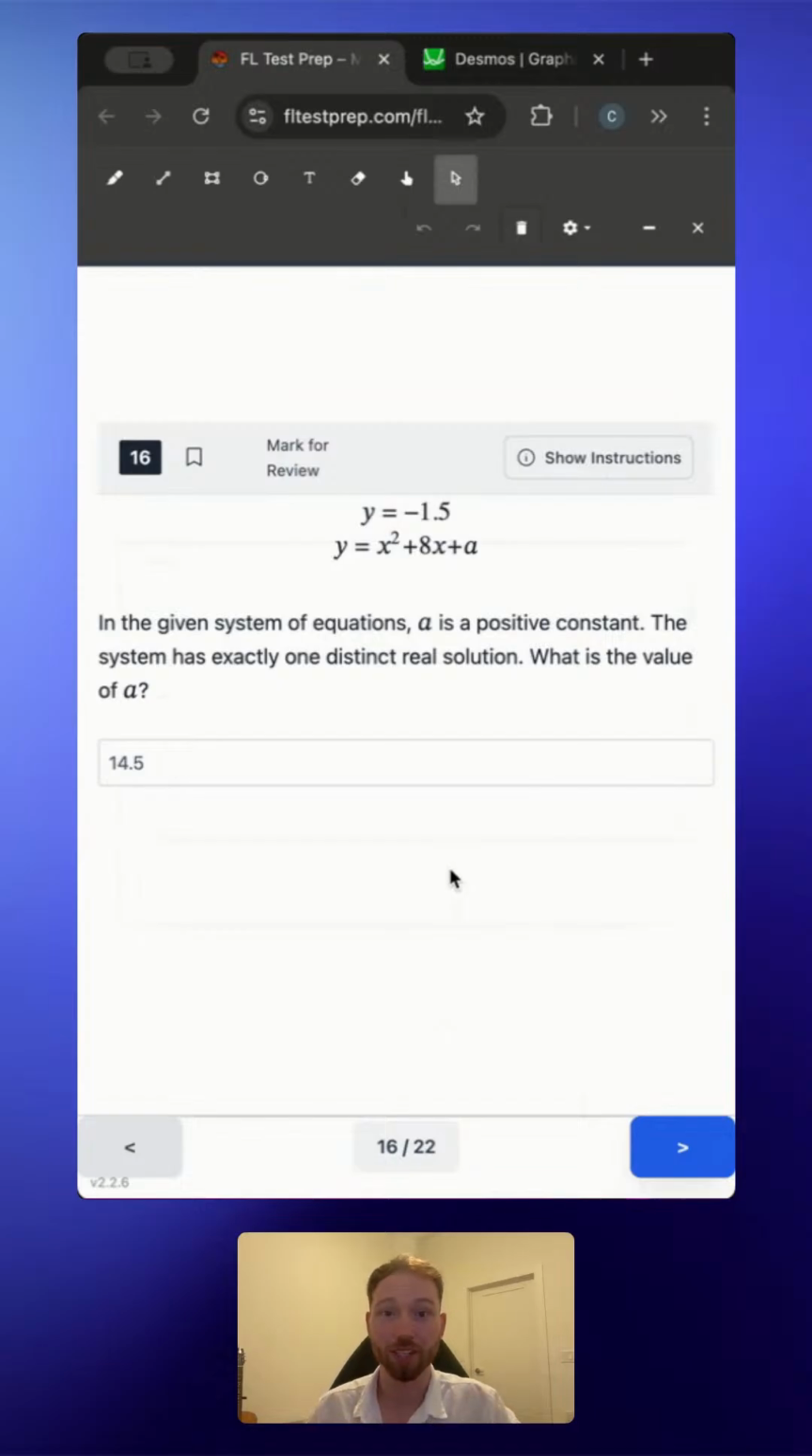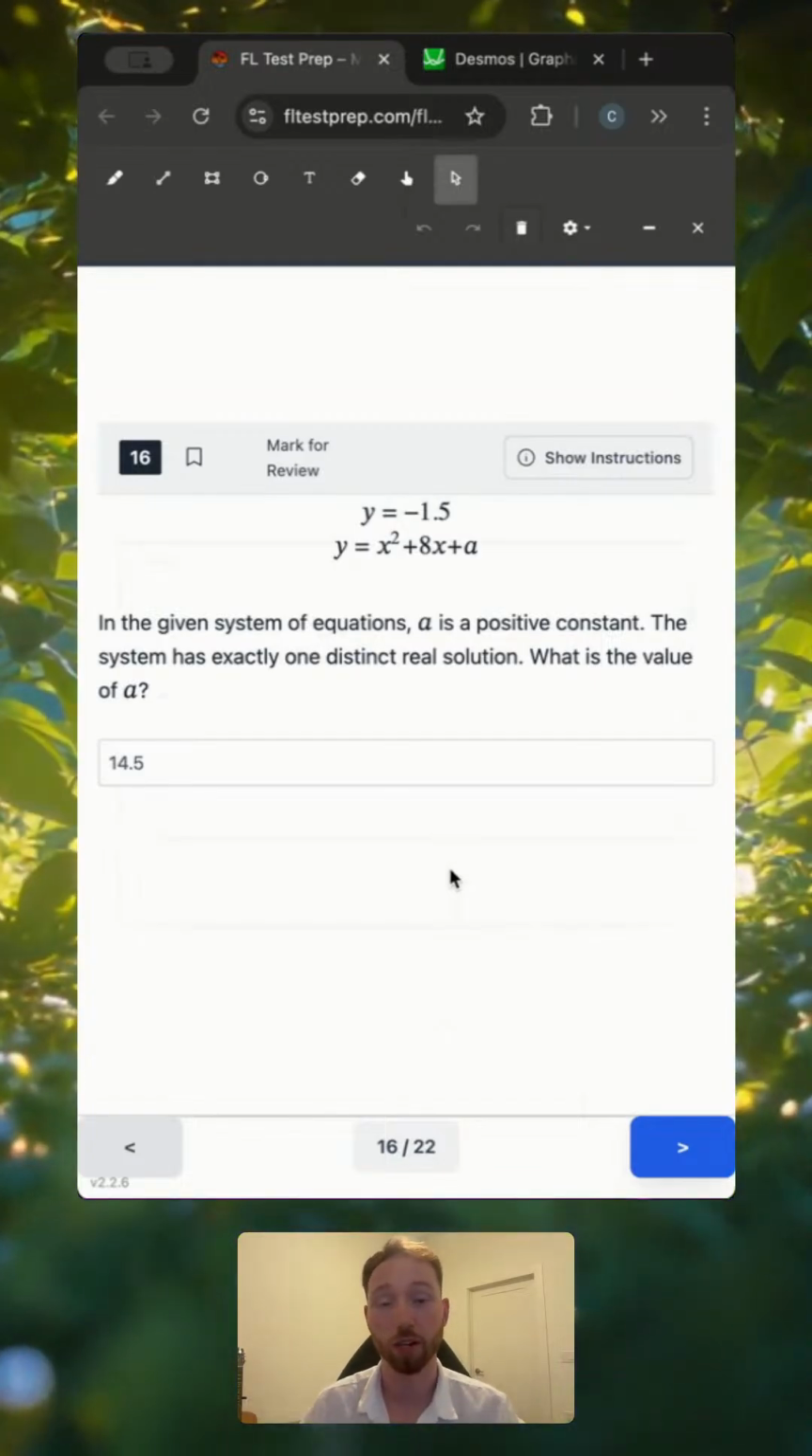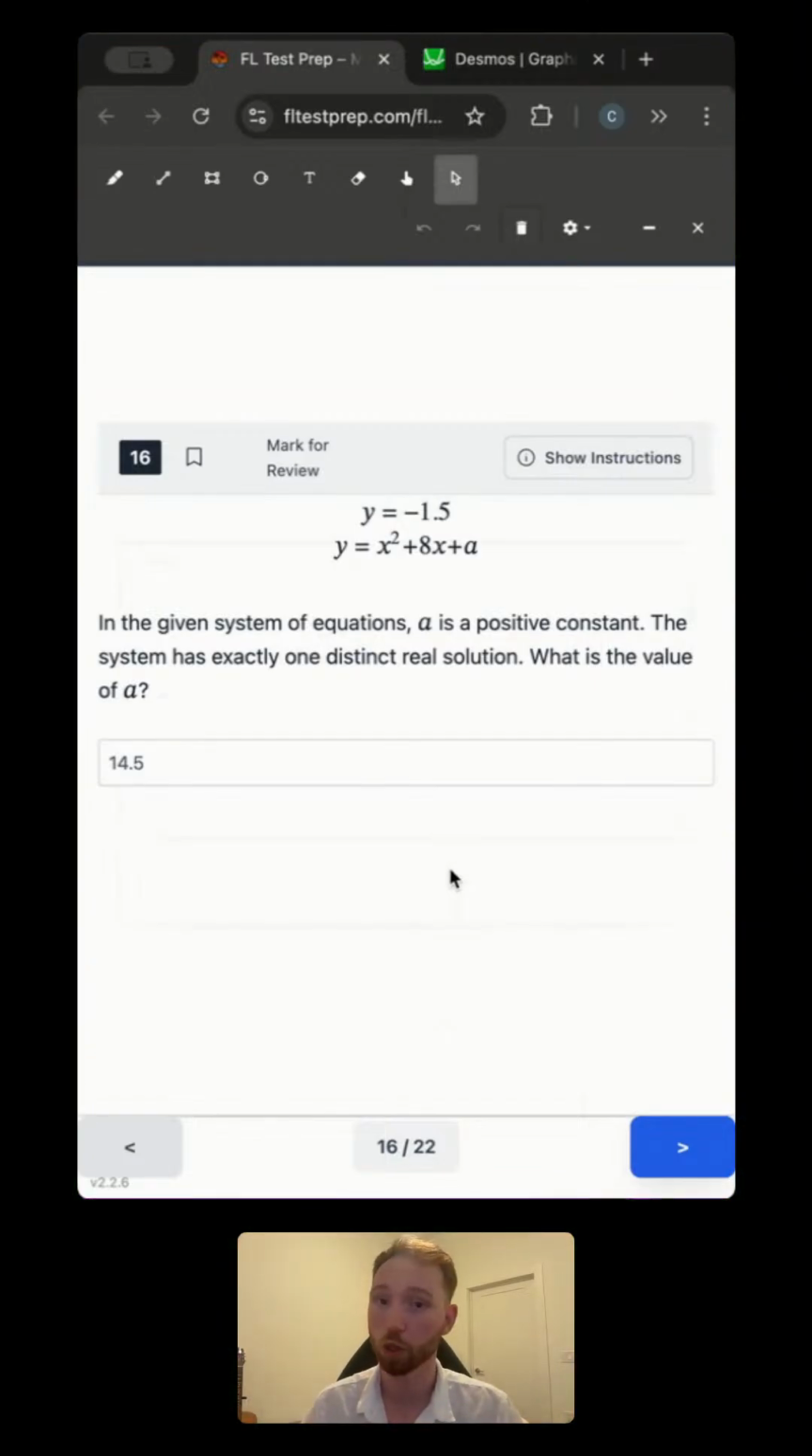Can you solve this tough SAT problem in Desmos? Which hook sounds the best? You guys let me know.